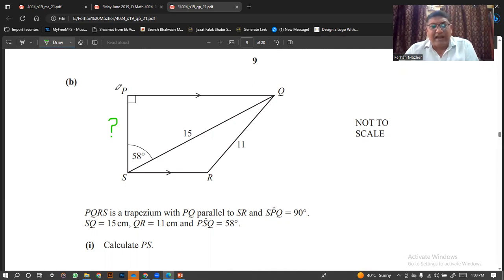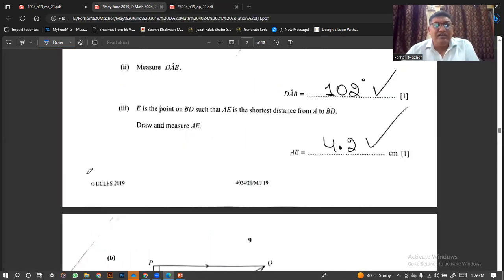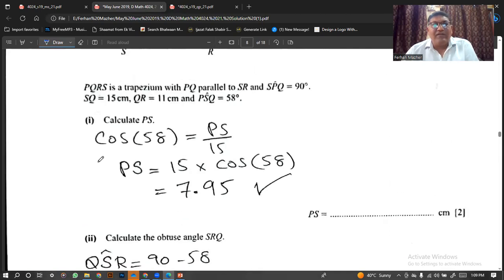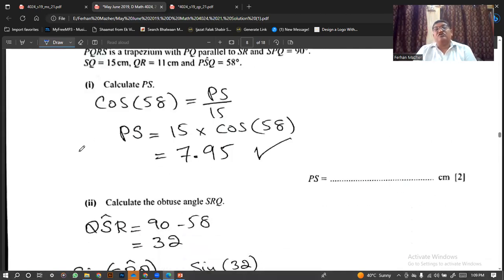I want to calculate this, which is the base of that triangle. So I will apply cos. Cos is base by hypotenuse, so cos 58 will be used here. Cos 58 is equal to PS divided by 15, base by hypotenuse. So PS will be equal to 15 multiplied by cos 58. So that will be 7.95.